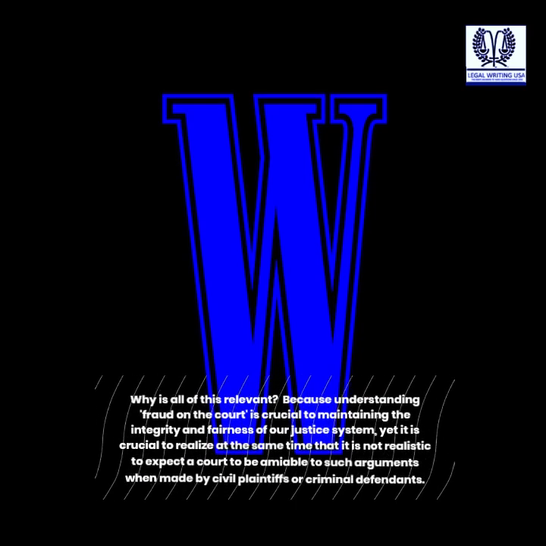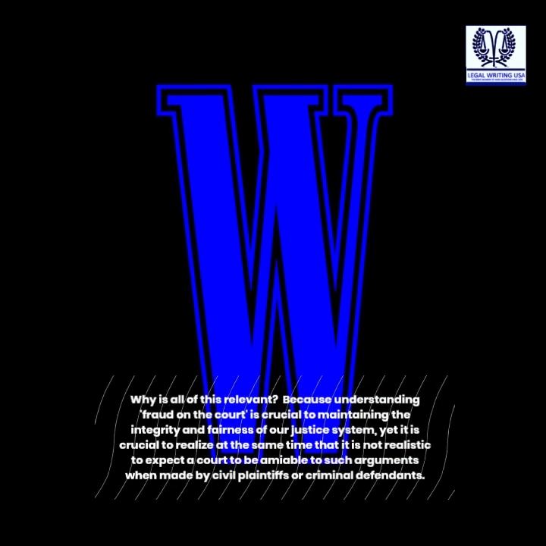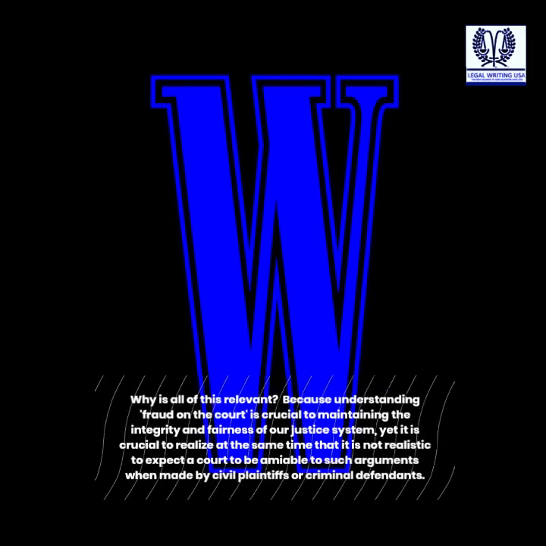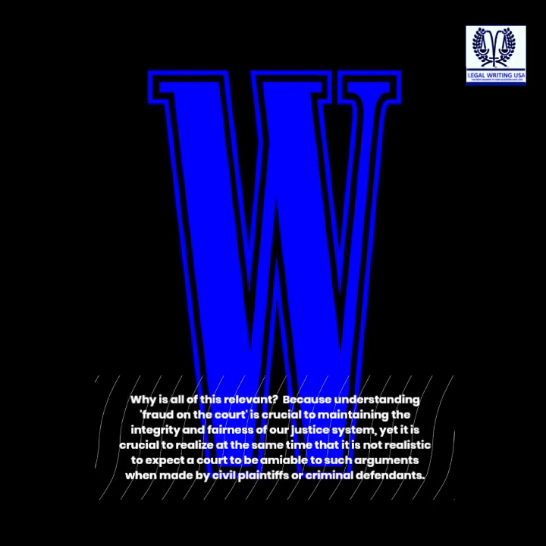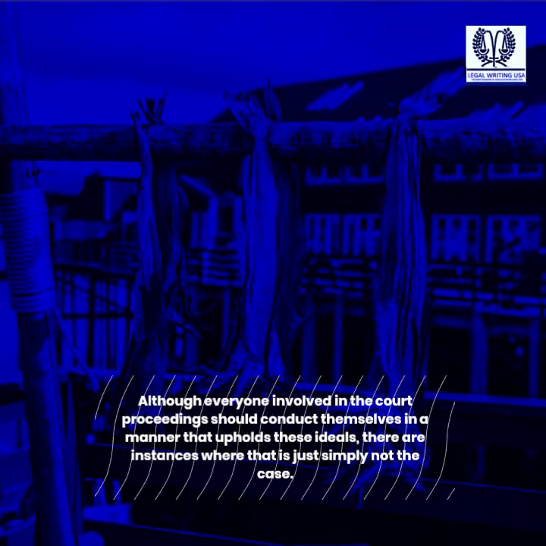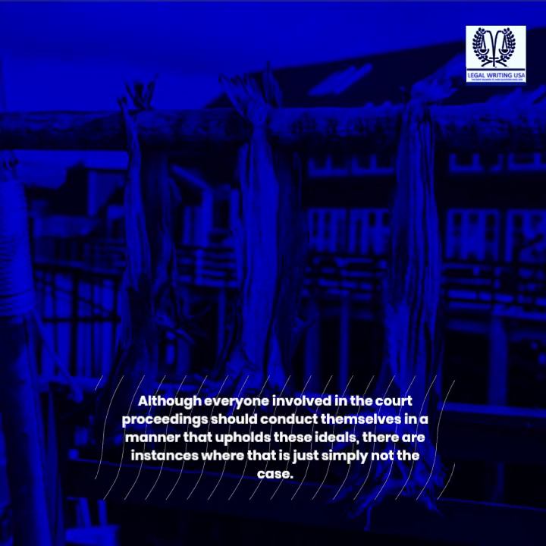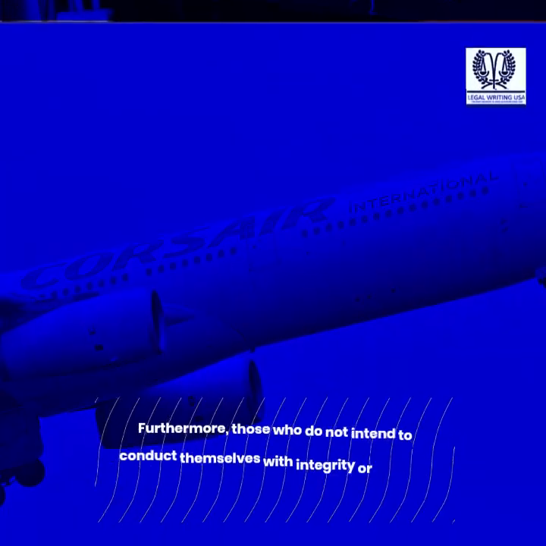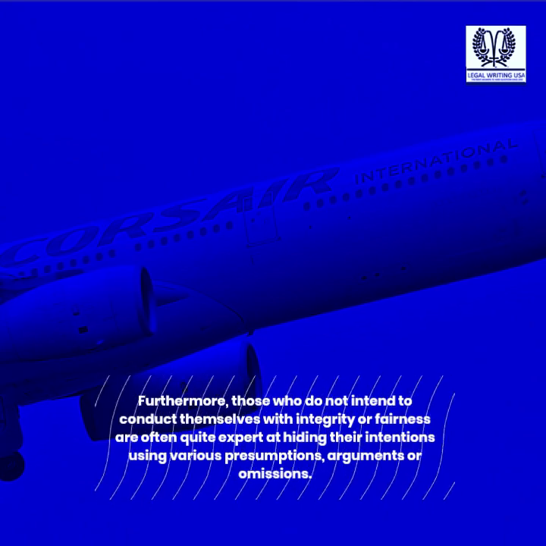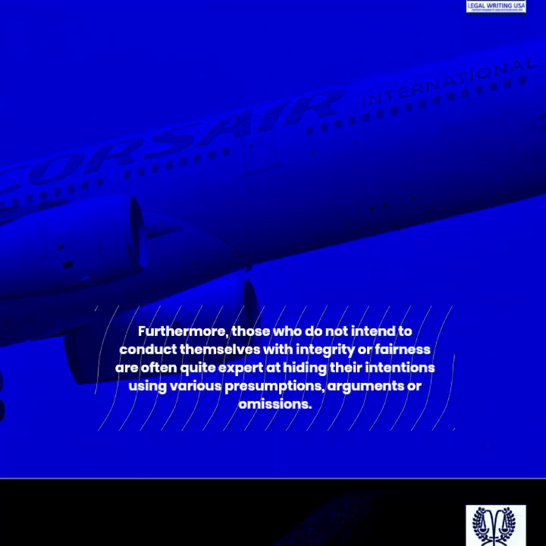Why is all of this relevant? Because understanding fraud on the court is crucial to maintaining the integrity and fairness of our justice system. Yet it is crucial to realize at the same time that it is not realistic to expect a court to be amiable to such arguments when made by civil plaintiffs or criminal defendants. Although everyone involved in the court proceedings should conduct themselves in a manner that upholds these ideals, there are instances where that is just simply not the case. Furthermore, those who do not intend to conduct themselves with integrity or fairness are often quite expert at hiding their intentions using various presumptions, arguments, or omissions.